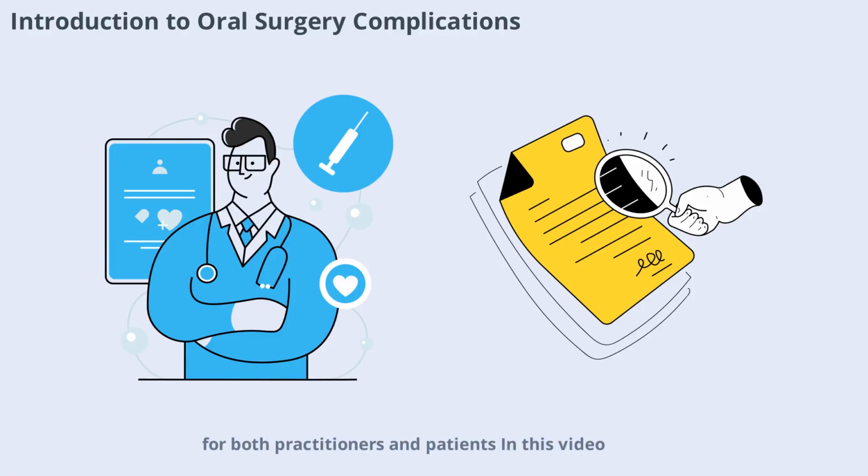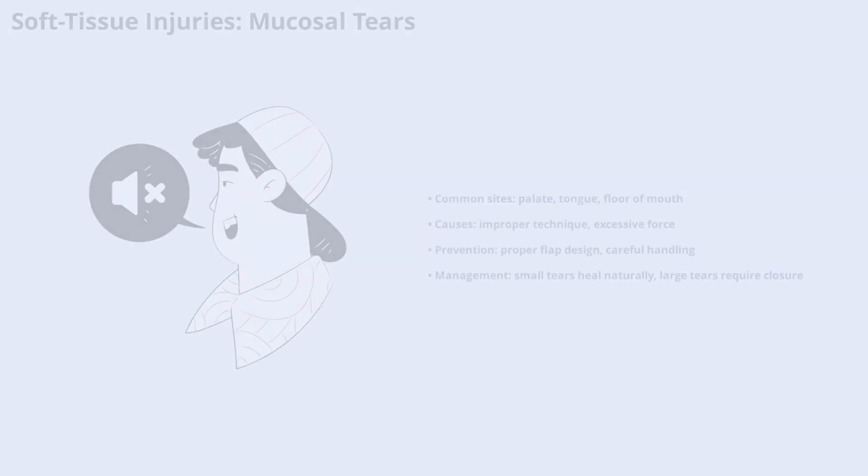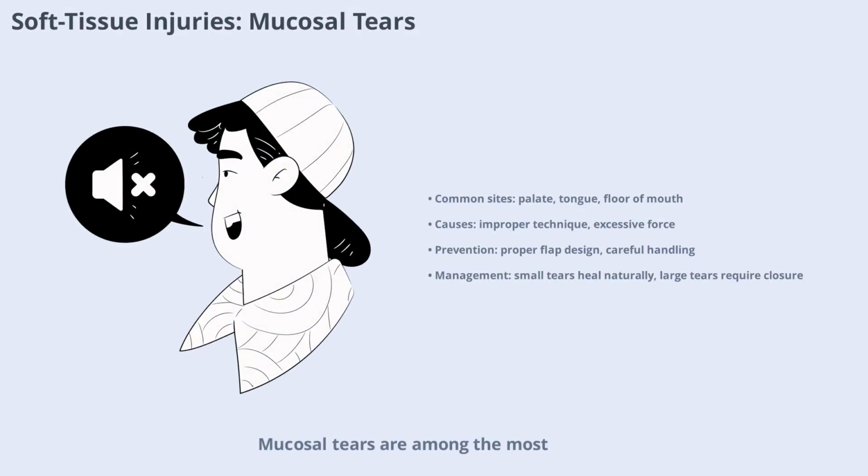In this video, we'll explore intraoperative and postoperative complications in oral surgery, focusing on soft tissue injuries, hard tissue issues, adjacent tooth damage, bone fractures, TMJ injuries, and nerve complications. By breaking down each category, we aim to provide a comprehensive guide for prevention and effective management, ensuring safer outcomes and improved patient care. Mucosal tears are among the most common intraoperative complications during oral surgery.